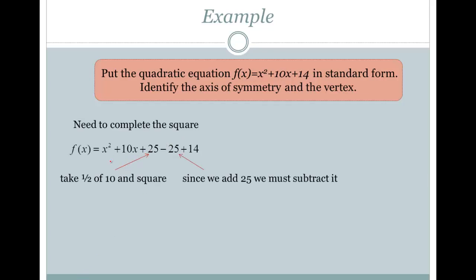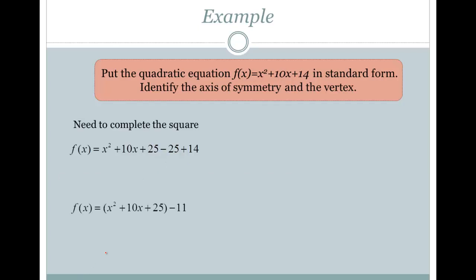Basically, I have my x² term. I take half of my b term, half of the 10x. Half of 10 is 5, and I square it, and I get 25. And so what I'm going to do is add 25 and subtract 25, and that's what I'm doing here. By doing this, I'm not changing the equation in any way. And then I can break it down into here.